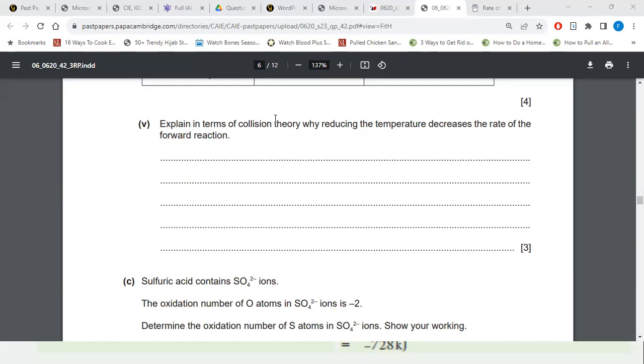Let's open up another question. Miss, I have a question. Do we have to memorize the effect of pressure and temperature and the concentration and the catalyst?